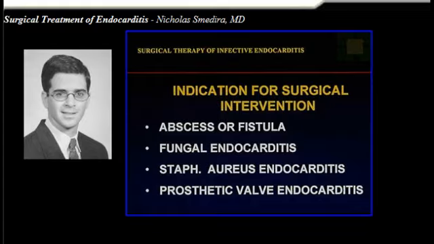And then finally, a questionable or controversial indication is vegetations. There's some data that suggests the presence of a large, greater than a centimeter, vegetation on the mitral valve is a risk factor for subsequent embolization, whereas others have not been able to confirm that. But that is something that you have to individualize and look at the patient.